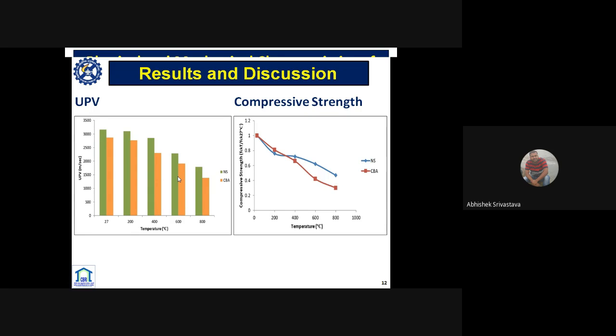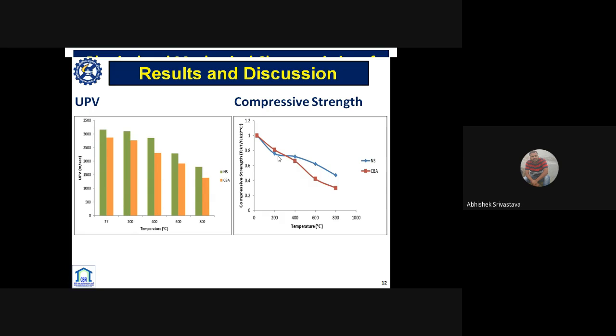This is attributed to the increased porosity caused by more internal cracks caused by the decomposition of calcium hydroxide and CSH. This graph shows the results of compressive strength, and you can see that a peculiar trend was observed.